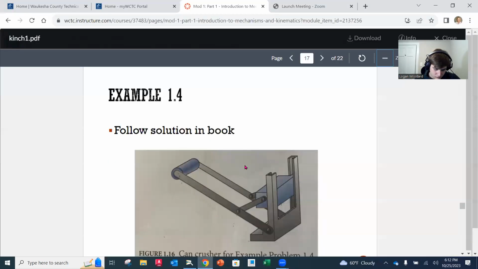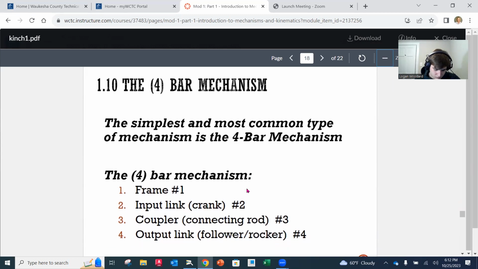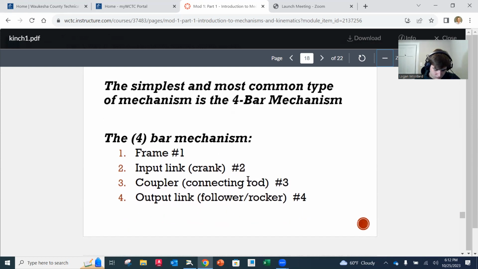Let's go underneath here. Let's look a little bit at 4-bar mechanisms, the formalness of them. The simplest and most common type of mechanism is called a 4-bar mechanism. A 4-bar mechanism always has the frame as link number 1. Then we go from the input: the input crank is number 2, or rocker, crank or rocker.